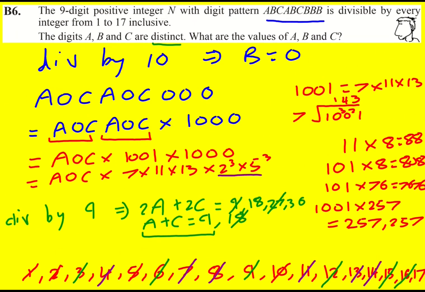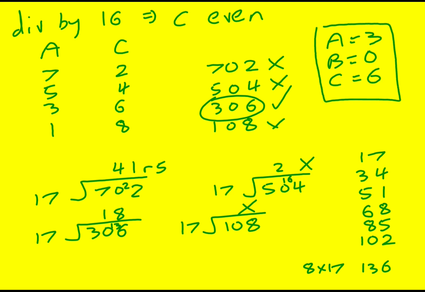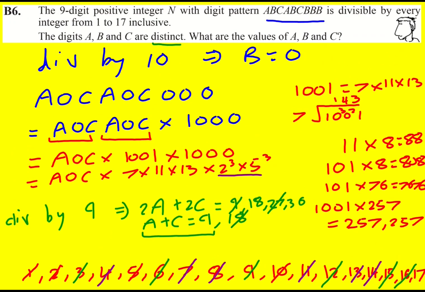And therefore, what are the values of A, B, and C? I've got that B is 0, A is equal to 3, and C is equal to 6. I think I want to write that number down, this final number that's going to work. It's going to be 306,306,000. That number is divisible by every integer from 1 to 17 inclusive. Nice one.